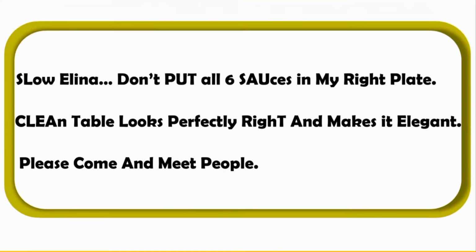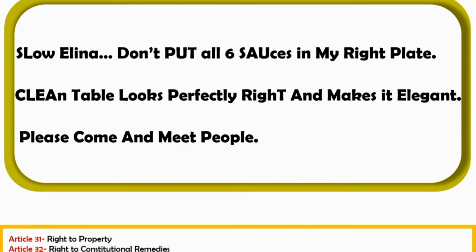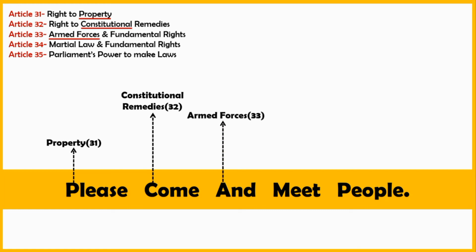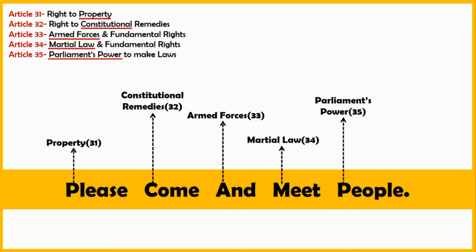And now moving to the last statement. Please come and meet people. P for property, that is right to property, Article 31. C for constitutional remedies, Article 32. A for armed forces, that is armed forces and fundamental rights, Article 33. M for martial law, that is martial law and fundamental rights, Article 34. And P for Parliament's power, that is Parliament's power to make laws, Article 35.